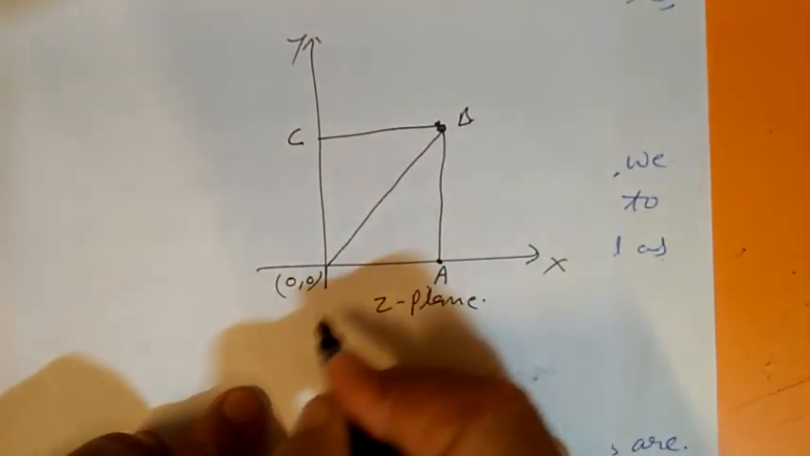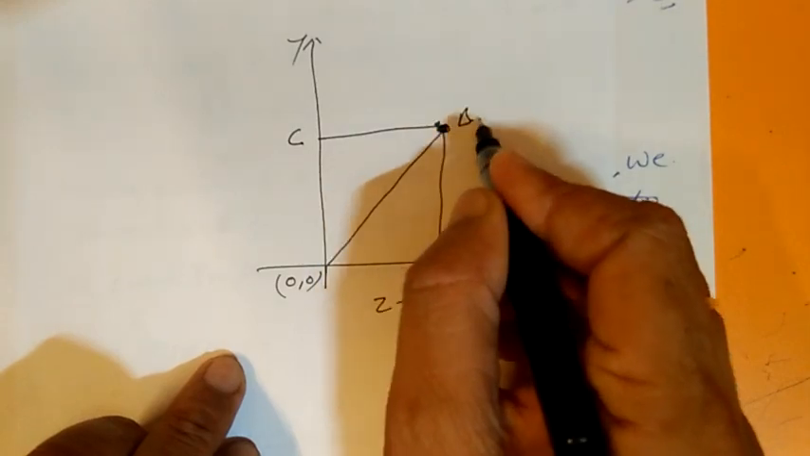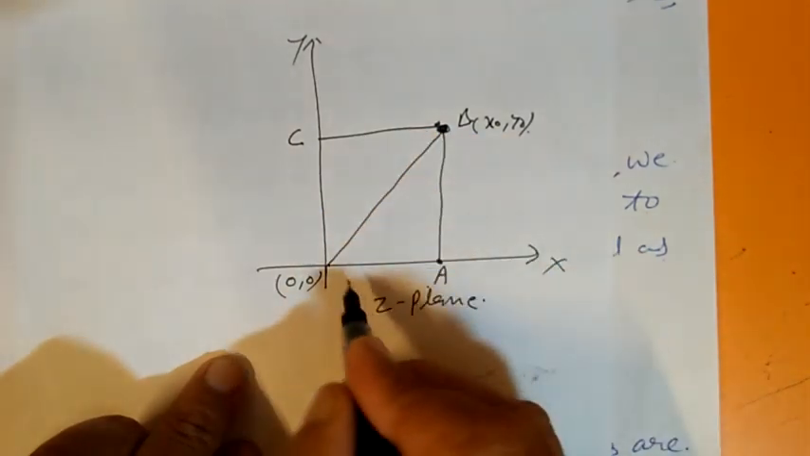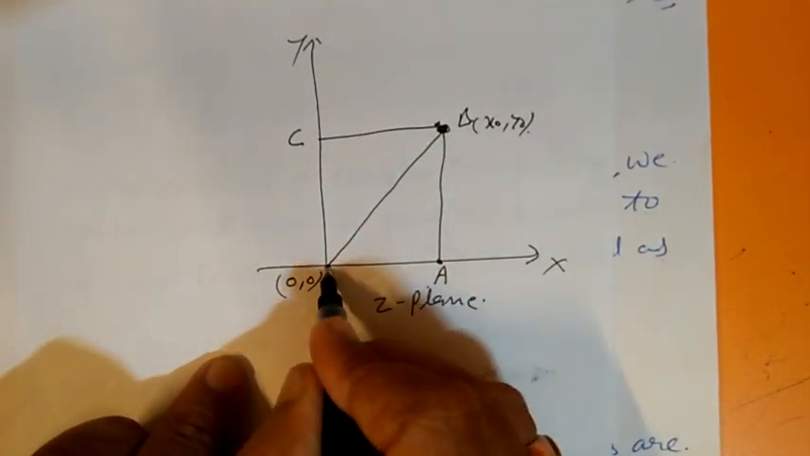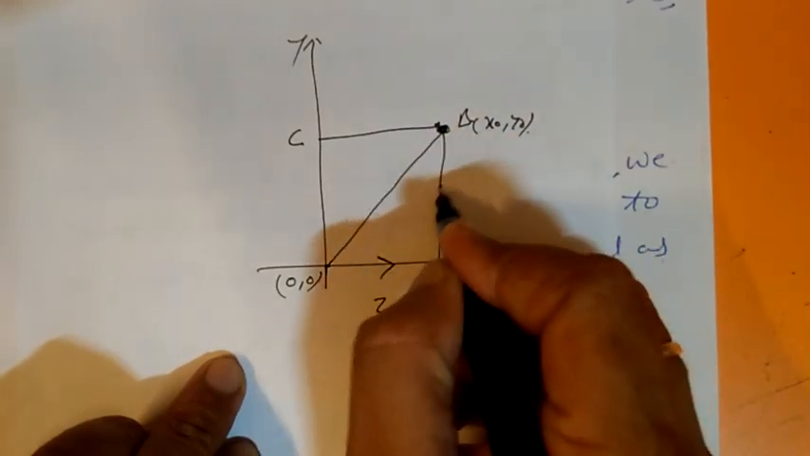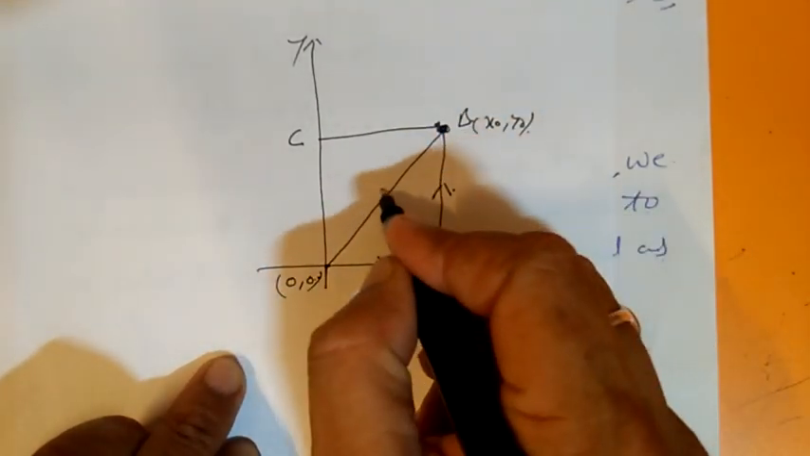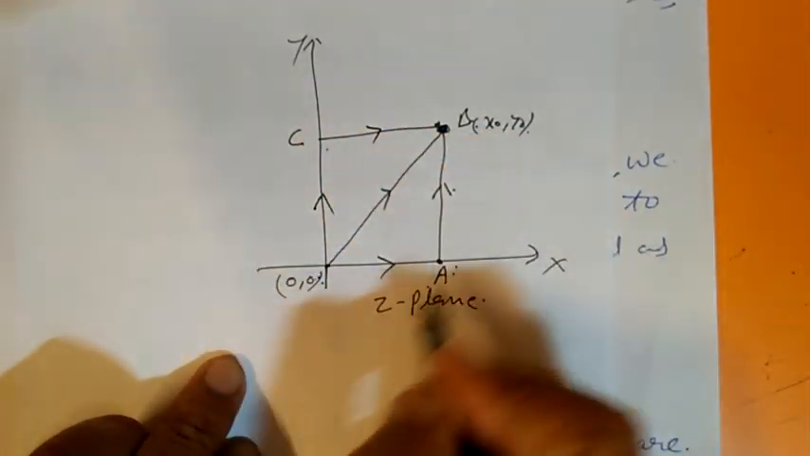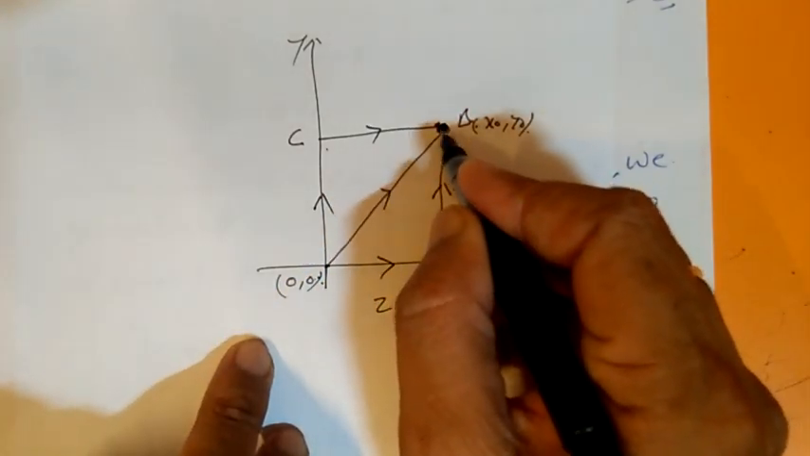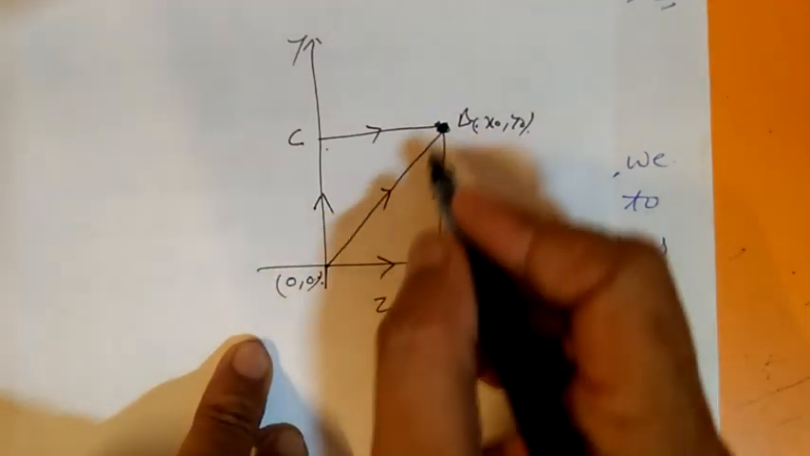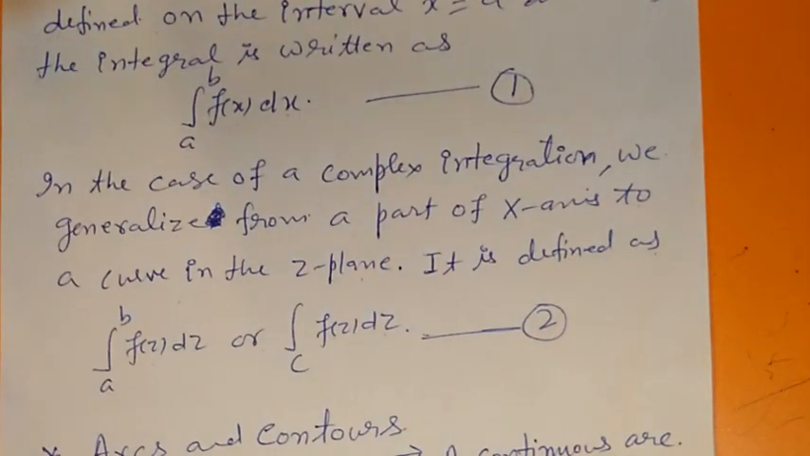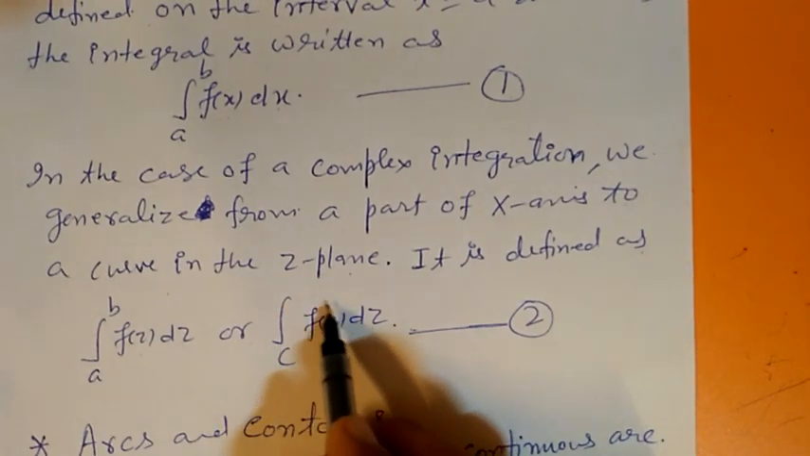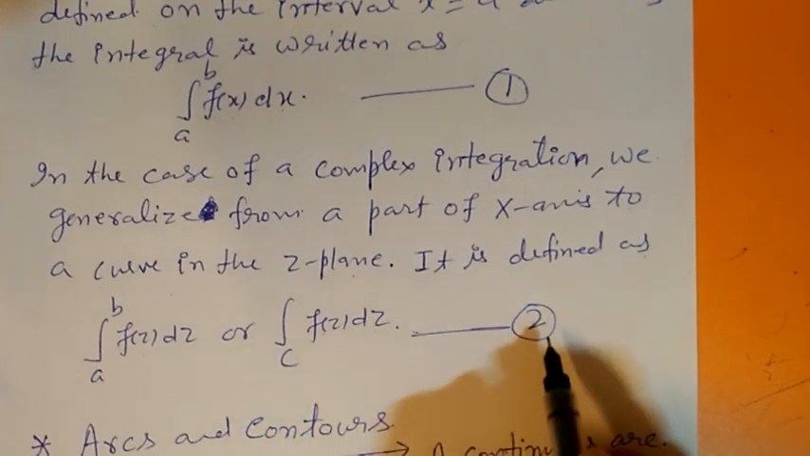Now our aim is to compute the line integral. If this point is say (x0, y0), then we can go to this point from (0, 0) to A to B, or directly from 0 to B, or from 0 to C and then C to B. So in that case we can go to the point B along different paths. That path is known as the curve. So here C is the curve, and the integrand function f(z) is integrated with respect to z. Say this is equation 2.